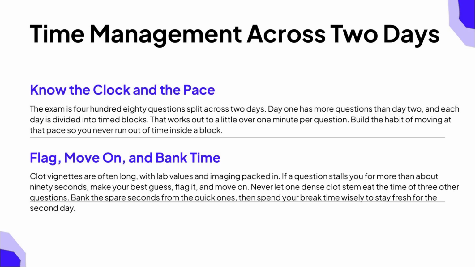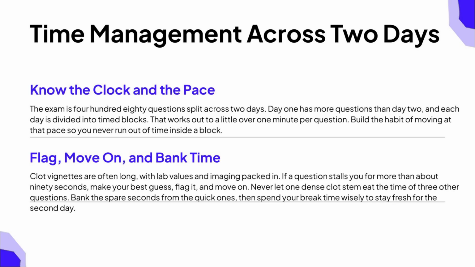Let us talk about time management because this exam is a 2-day marathon, and pacing is where many strong test takers lose points. There are 480 questions in total, spread across 2 days, with day 1 carrying more questions than day 2, and each day broken into timed blocks. That gives you a little over 1 minute per question on average. First, know the clock and the pace, and practice working at that speed in your question bank so that the rhythm feels automatic on test day.